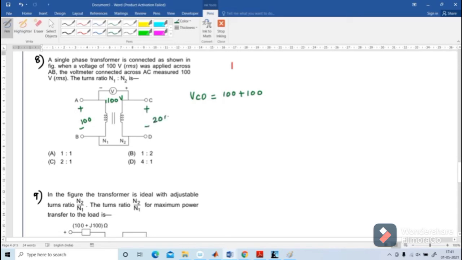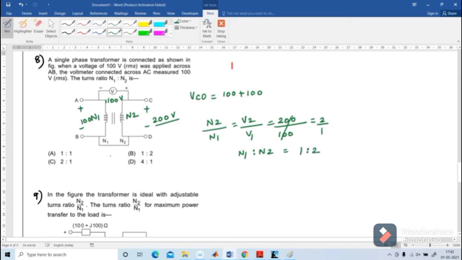This voltage is 200 volt. Here N1, N2, I am going to find out N2 by N1. N2 by N1 is V2 by V1. What is V2? V2 is 200, V1 is 100. Cancelling this, we'll get 2 by 1. N1 is to N2 equal to 1 is to 2. That is the correct answer. Option B is correct.